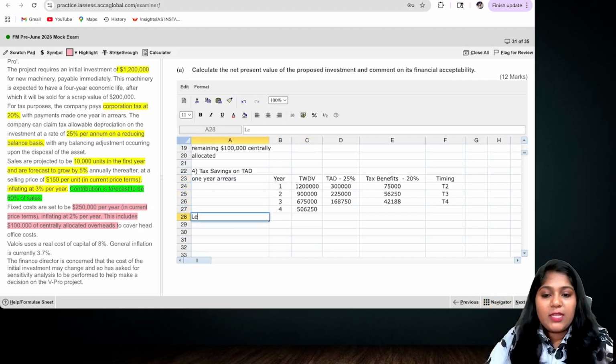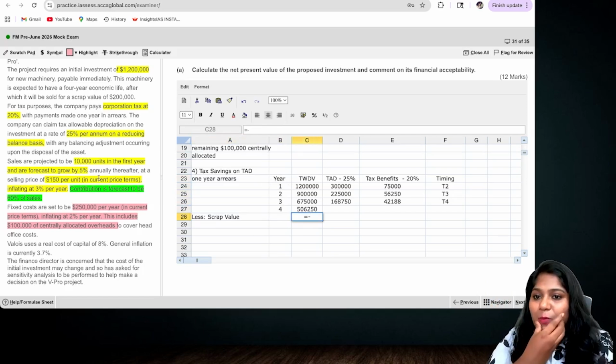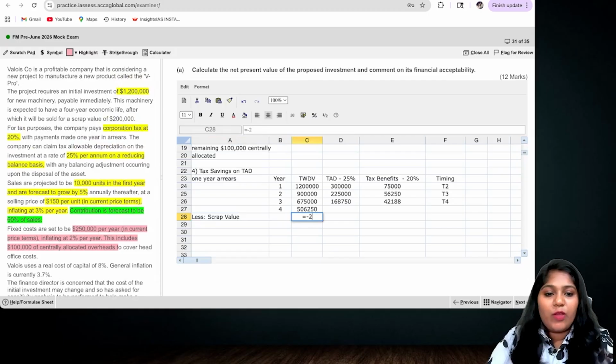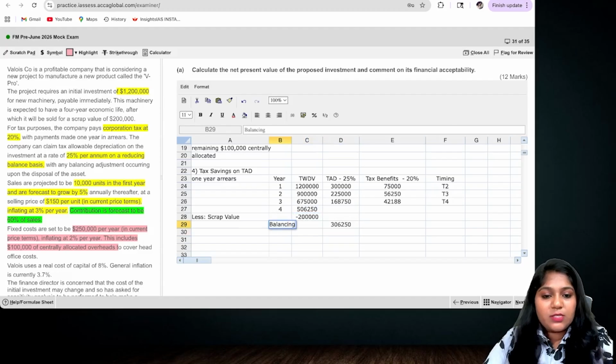Rather, you go less what? Less the scrap value directly here. How much is the scrap value? If you guys can see, I'll have a scrap value of $200,000. So whatever the balance is treated as what? Whatever the balance is treated as balancing allowances if it is in positive figure. This is treated as balancing allowances.